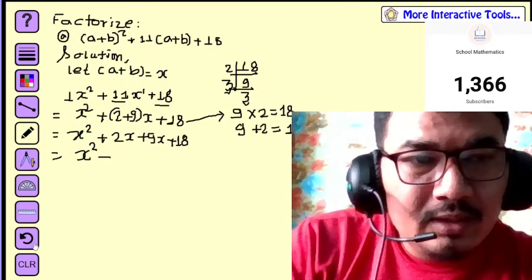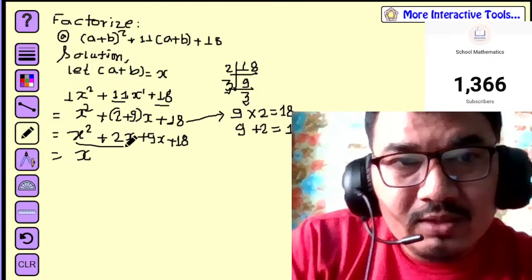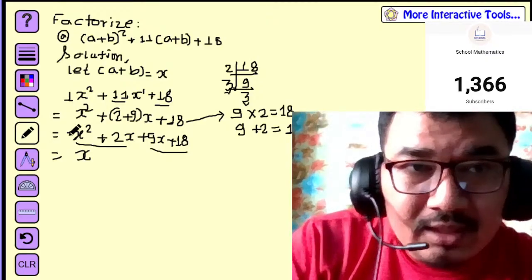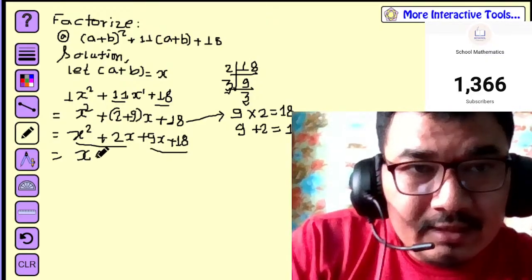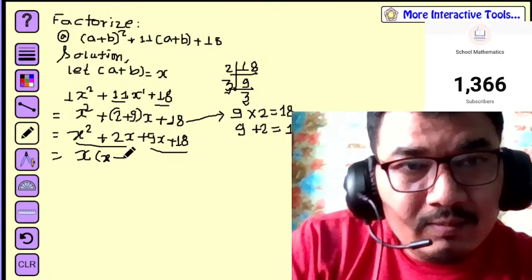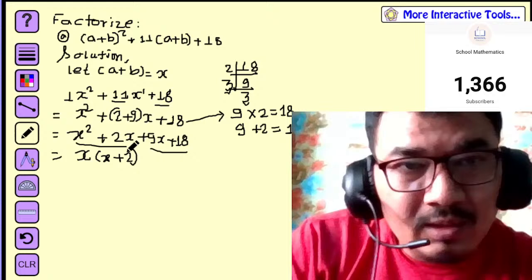Look here, there become already four terms. This is 2 and this 2 terms, altogether 4 terms are there. Now let's take common from these 2 only. There is x common, then x is remaining here, and then plus here is remaining 2, because we have already taken this x common.